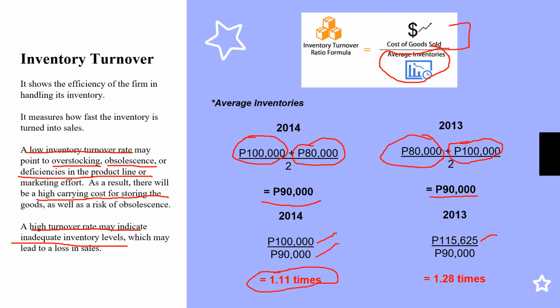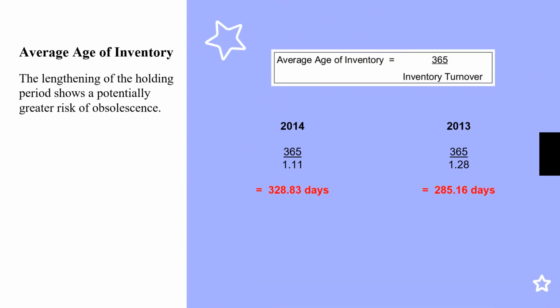So, again, if we are going to compare this to 1.28 to 1.11, so medyo bumagal yung conversion natin ng 2014. Bumagal yung conversion ng inventory into sales. So, again, it depends upon the assessment or analyzation of our analyst. Then the average age of inventory, it refers to the length of the holding period, which shows a potentially greater risk of obsolescence. So how long the firm holds their inventory.